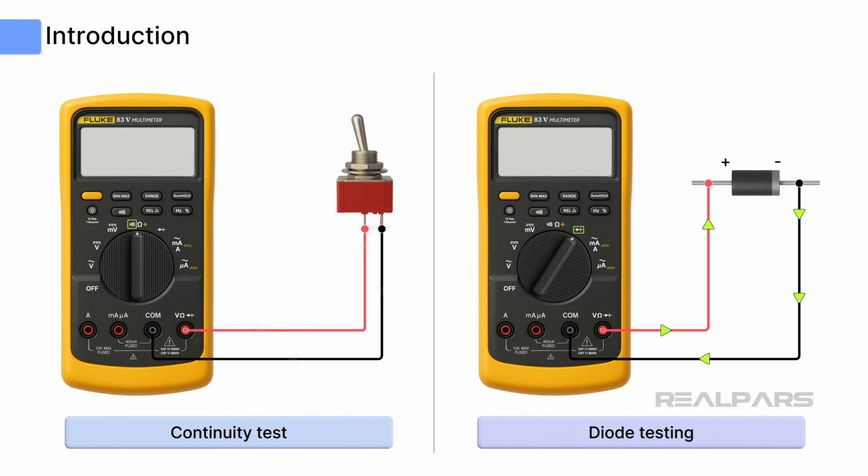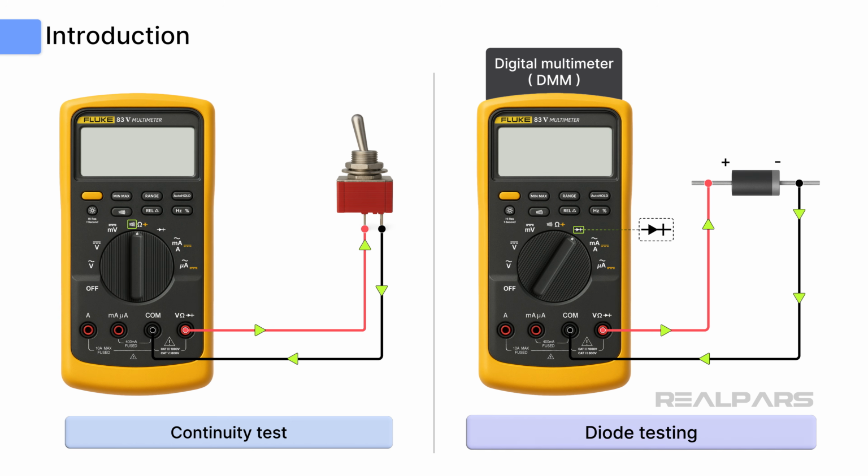In this video, we examine electrical continuity and diode testing using a digital multimeter, also called a DMM. We've all heard the familiar multimeter beep when doing a continuity test, but what does it signify? We will also explain how a diode functions and demonstrate how to perform diode tests correctly using a DMM.